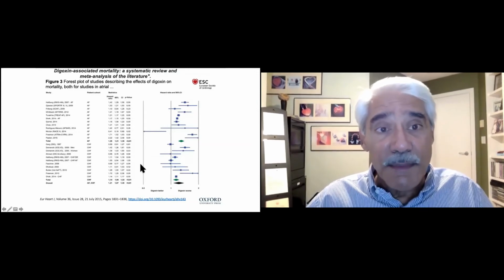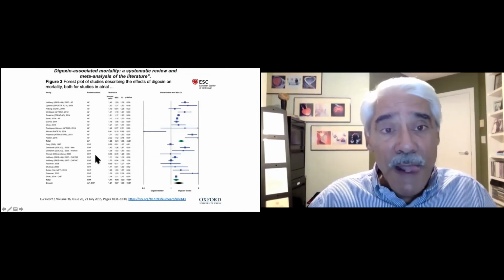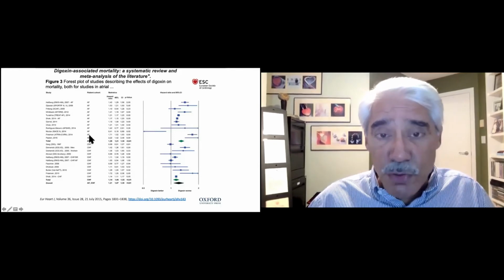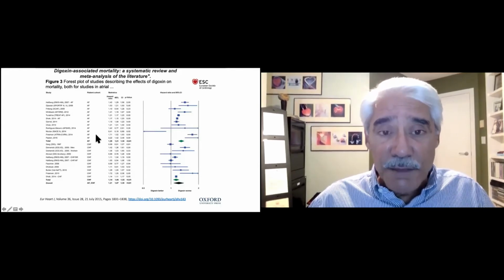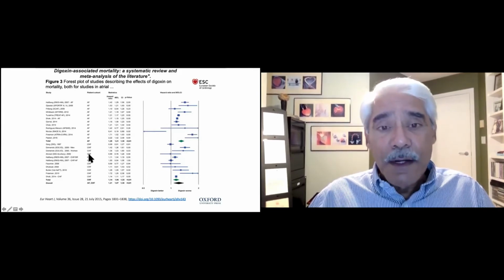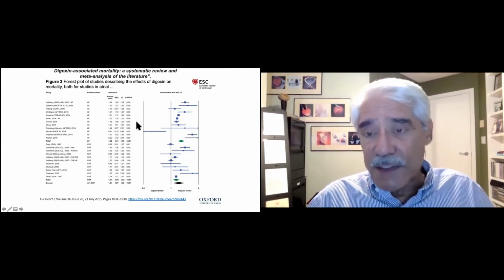And this is the meta-analysis done by Vamos. And this meta-analysis looked at randomized controlled trials in atrial fibrillation and in congestive heart failure. And they looked at the mortality of these patients.